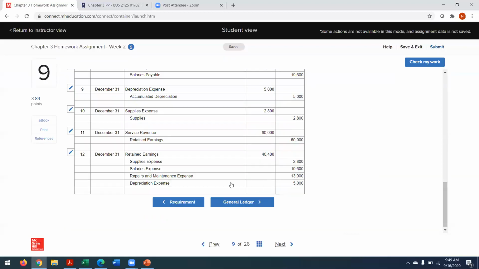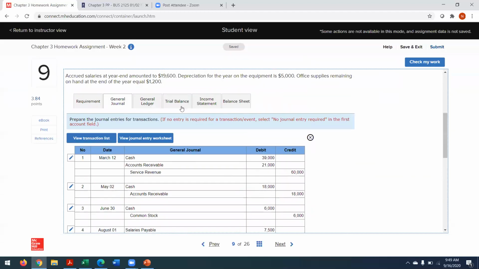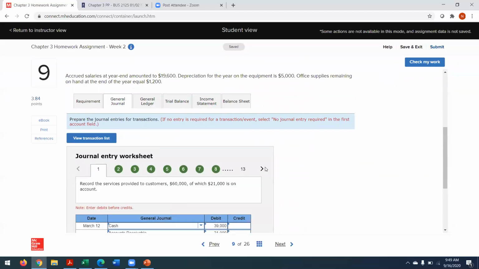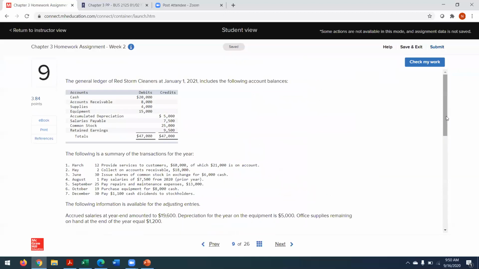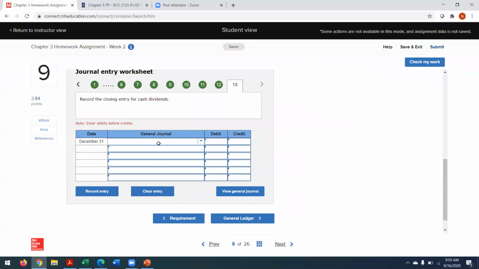Then it's going to want me to close out my dividends. Cash dividends were 1,100. So it's going to want me to close those out into retained earnings. No, dividends. Okay.